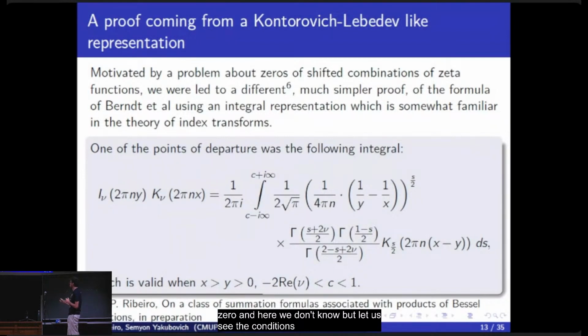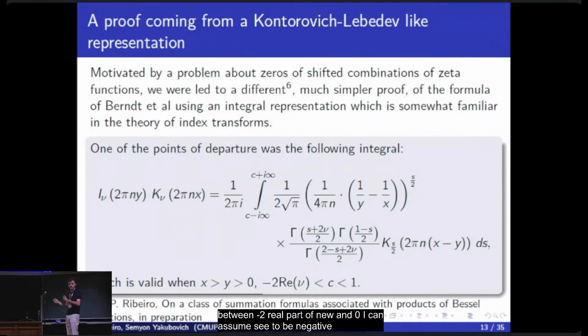C, so the real part of the argument of the integral, is between a negative number, minus 2 real part of nu, which is assumed to be positive at the beginning, and 1. So, in particular, it's valid when C is between minus 2 real part of nu and 0. I can assume C to be negative.